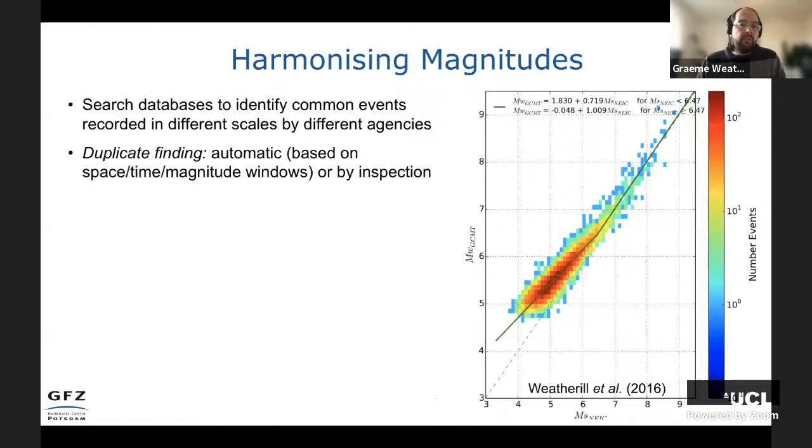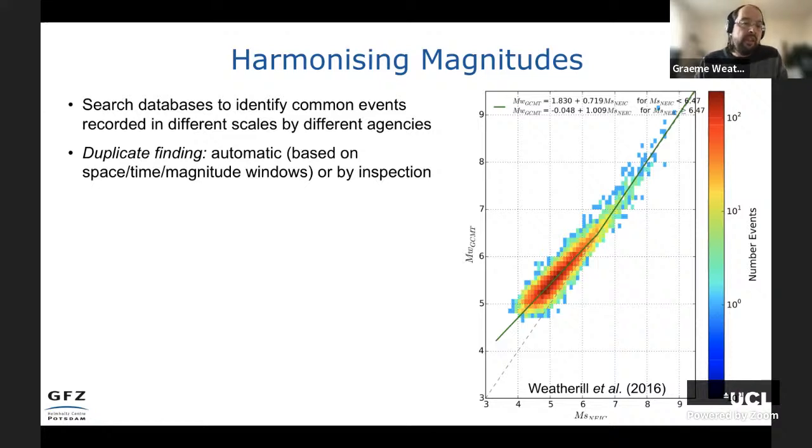So how do we do this in practice? Well, in the ideal case, if resources were limitless, we would be going back to the original waveforms of the events and trying to harmonize the catalog by relocating the earthquakes and making re-estimations of magnitude. Very often in practice, that's not possible, either because resources and time are too limited, or because data is no longer accessible, particularly for earlier periods.